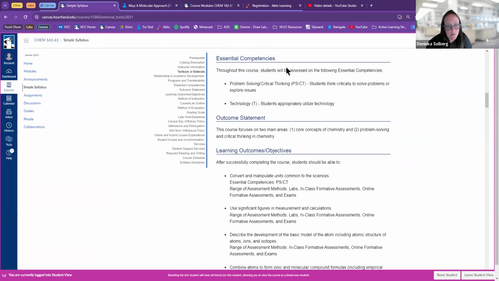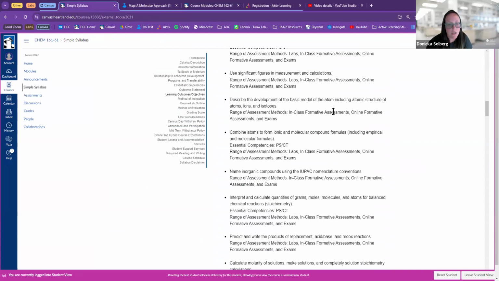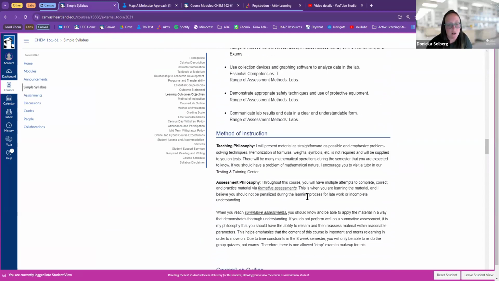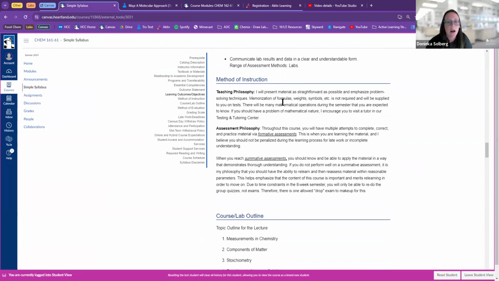I'm going to skip over the general Heartland stuff. This is all the stuff we're going to learn. I talked about that earlier. Kind of my teaching philosophy, you will be getting formulas and the periodic table and things when you take the exam. You are not required to memorize any of that stuff. It kind of is pointless. We're more working on problem solving in this course.